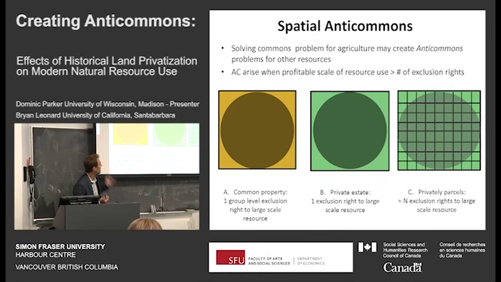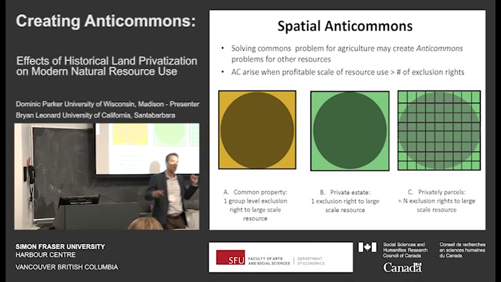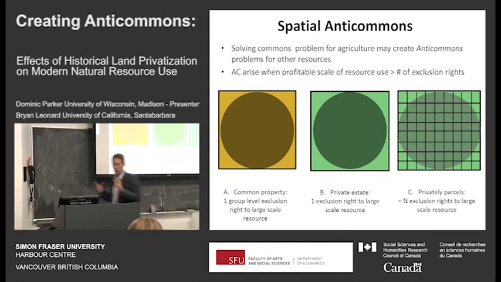But the key is that when land is subdivided into private parcels, that frustrates the management of the larger scale resource that requires coordination among, in this case, about N holders of exclusion rights. So you've got to coordinate with each other, recombine those rights in order to manage the large-scale resource. And if you can't do it, we want to call that an anti-commons.